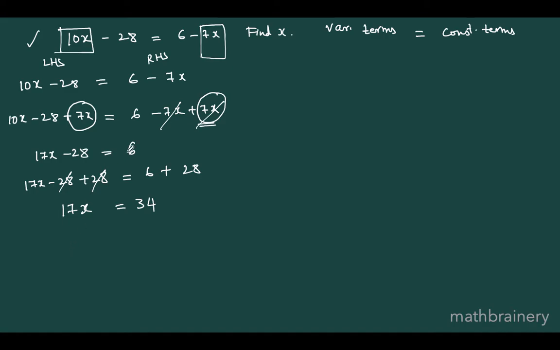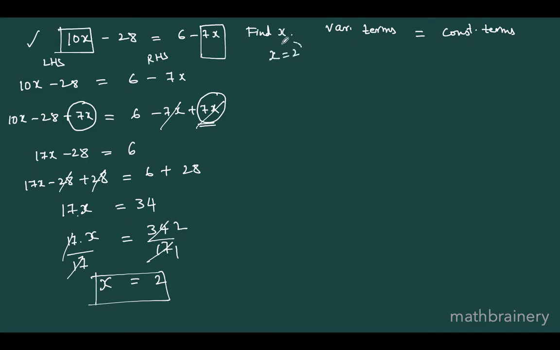Now we want to find out the value of x. Now this x here is multiplied with 17. If I want only x, I can divide this by 17, isn't it? So if I am dividing one side with 17, I will be dividing the other side also with 17. Now 17 and 17 will be cancelled. You have x is equal to 34 by 17. What is 34 by 17? 17 ones are 17, 17 twos are 34. So x is equal to 2. So the solution to this linear equation is x is equal to 2.